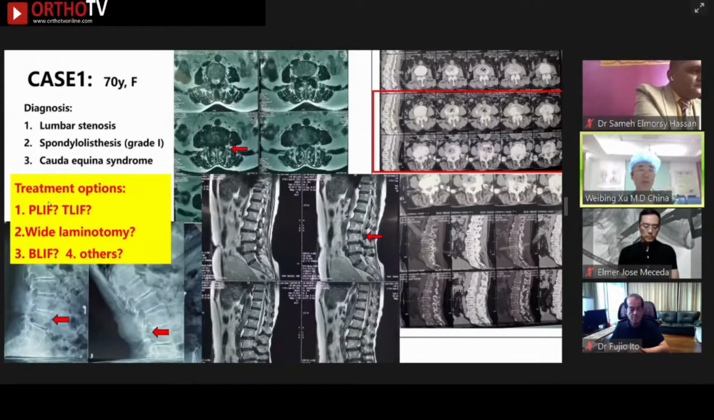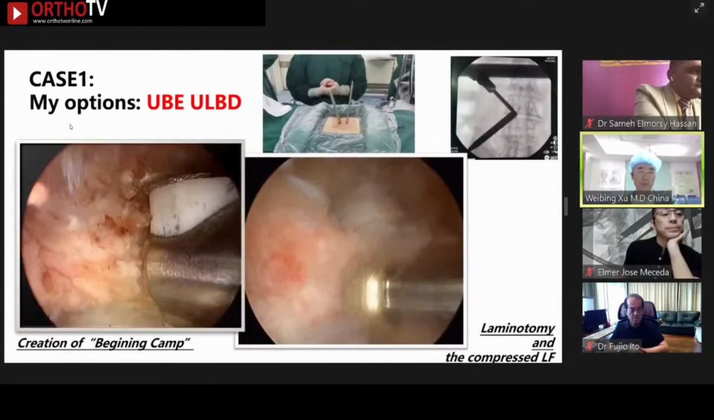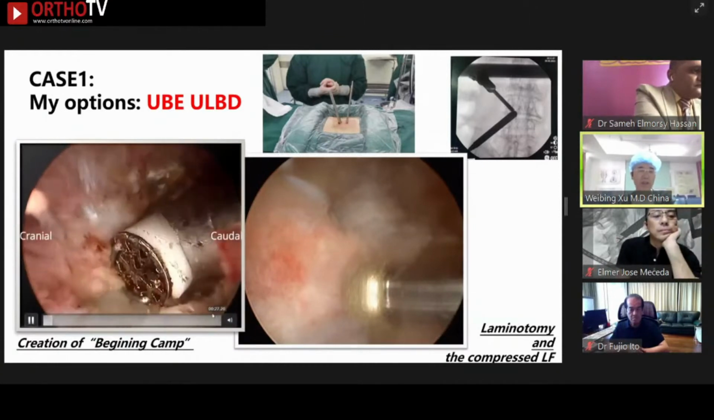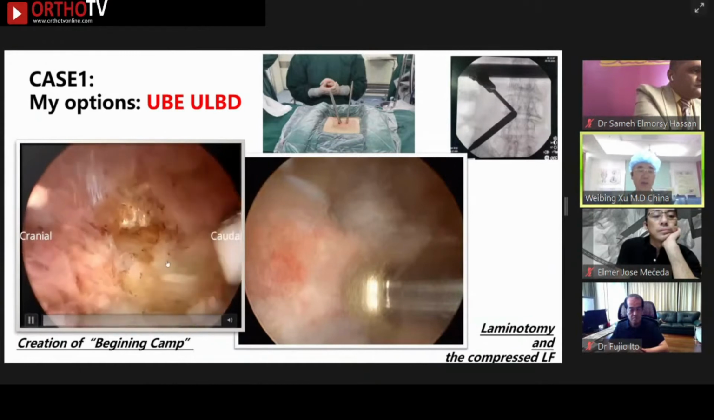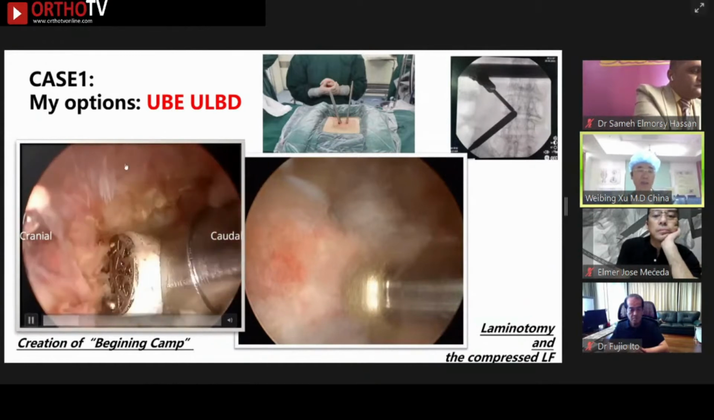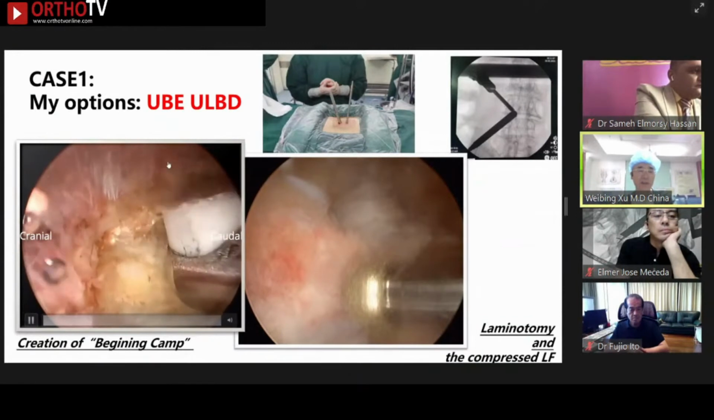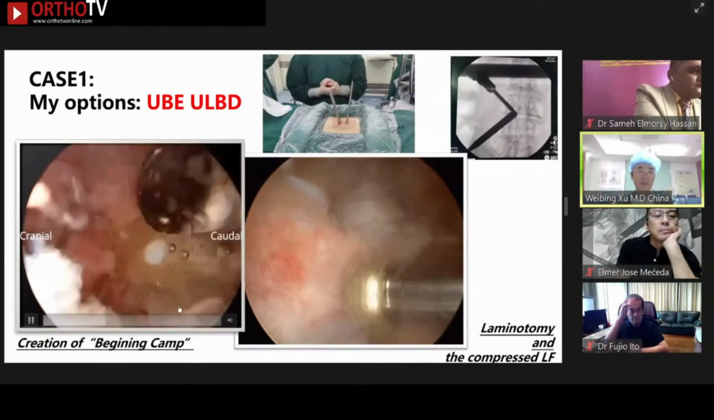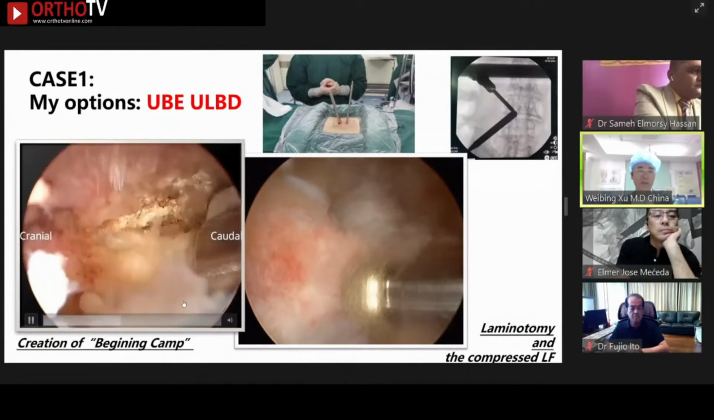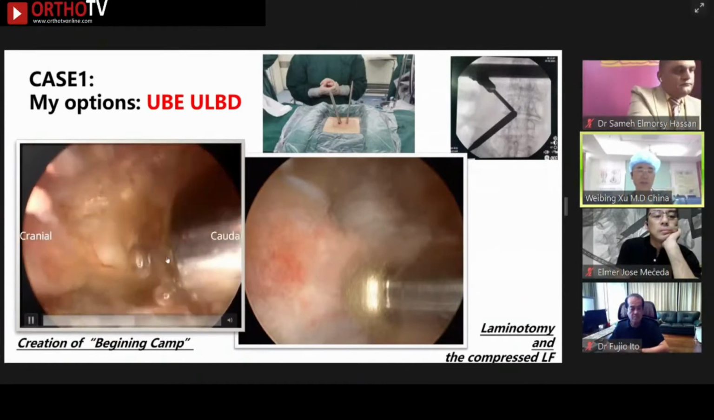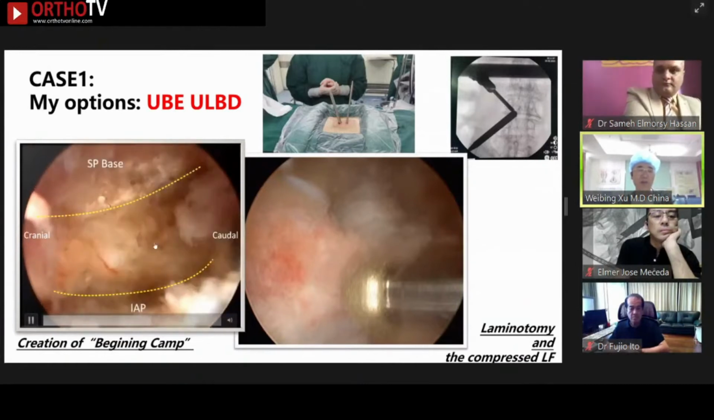There are many treatment options, including BELIEF and TLIF. We choose the UBE ULBD. My option is UBE ULBD. First is the beginning. It is the spinous process. The bottom is the lamina. This is the beginning.